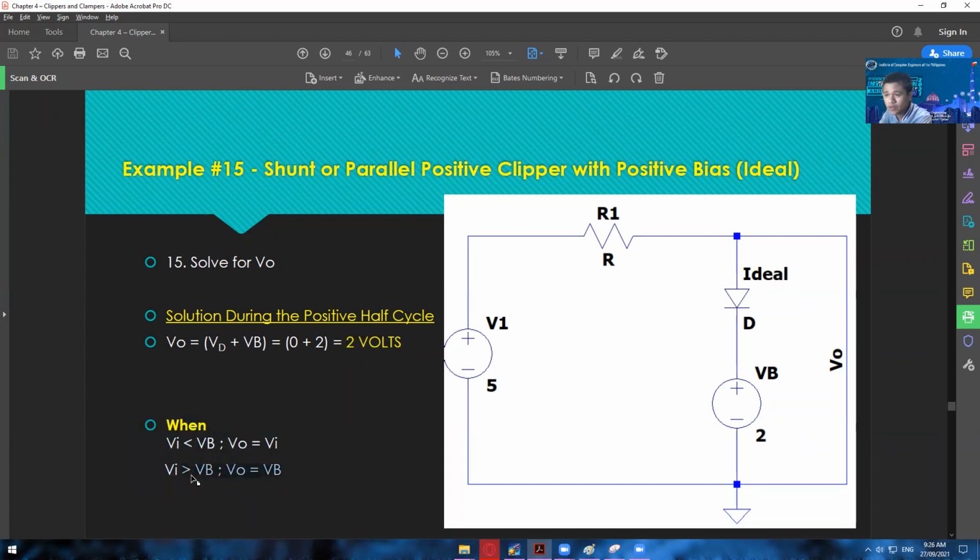However, this is not true anymore if we have a non-ideal connection, because in here, it's not VO is equal to VB anymore. So it will become VO is equal to VD plus VB. Since this is non-ideal, we have to consider now the voltage threshold of this diode right here. So it's now 2 plus, if it's a silicon diode, then it's 0.7. Anyway, that's it for the positive half cycle.